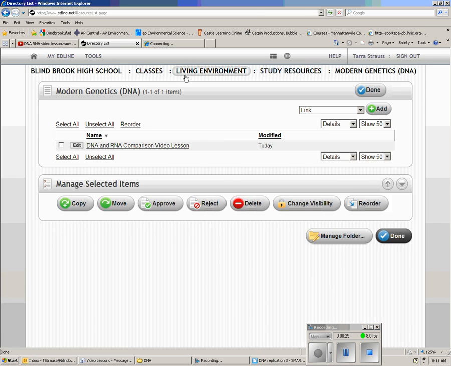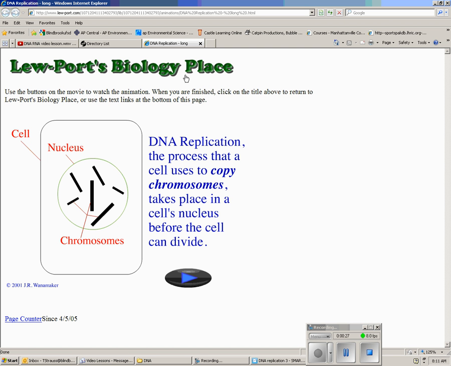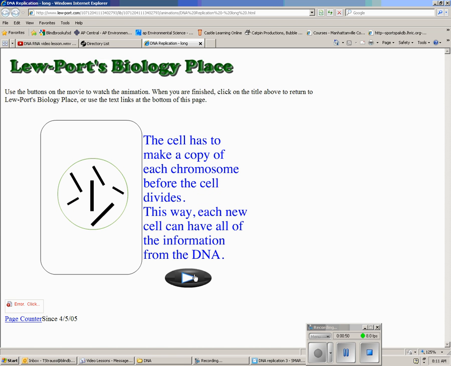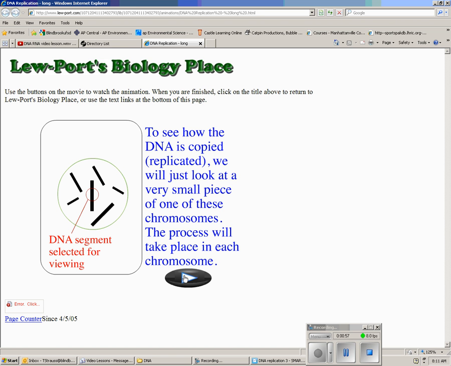So if we watch this animation, we can see that we have a nucleus, we have chromosomes here, and DNA replication is the process that a cell uses to copy those chromosomes before it divides. And that's back when we talked about mitosis. Remember, those chromosomes are DNA that has been condensed. So the cell's going to make a copy of those so that each cell can have new DNA, and that's where this process comes into play.